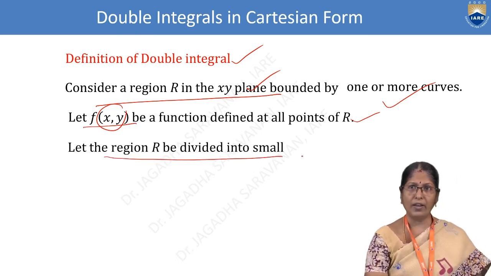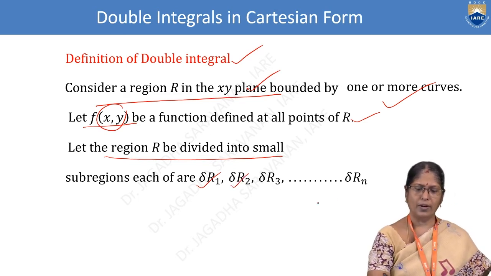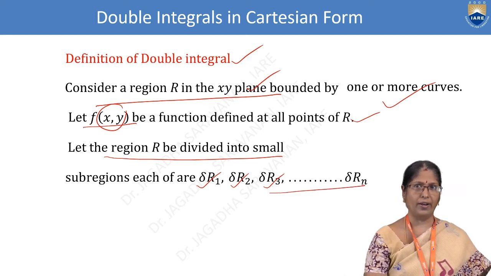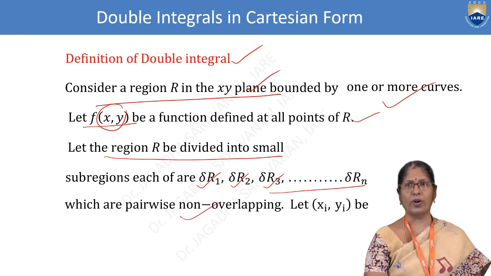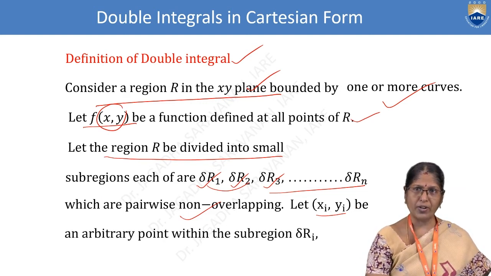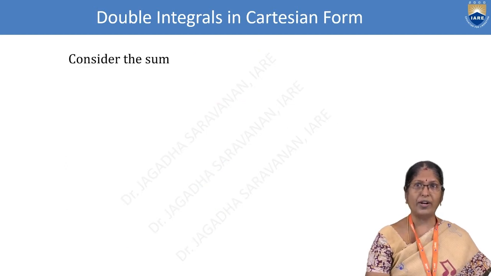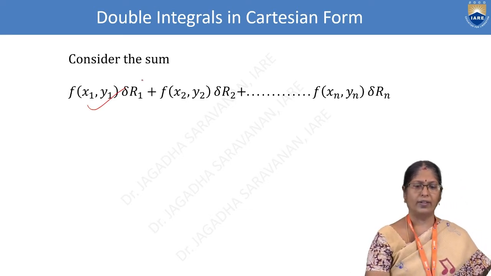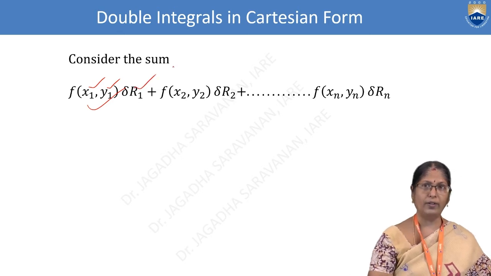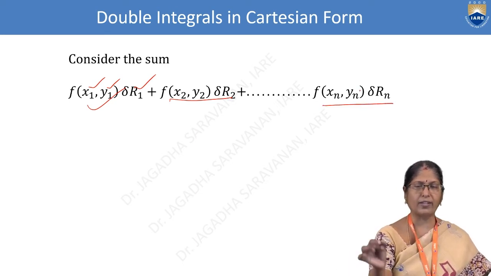Now, the region is divided into small subregions, del R1, del R2, del R3, and so on up to del Rn. They are pairwise non-overlapping, there is no overlapping. Now, let xi comma yi be an arbitrary point, that means any point we can take in the subregion del Ri. We consider the sum: the function at the point x1, y1 times del R1, at the point x2, y2 times del R2, up to the point xn, yn, and we take the entire sum.